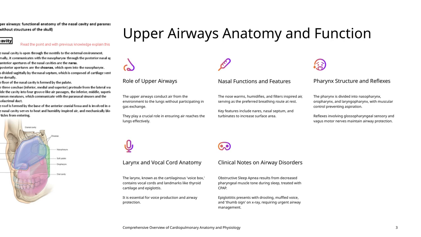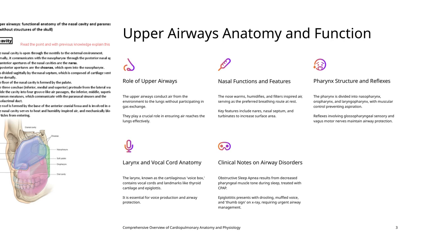Now, let's discuss the pharynx, which is divided into the nasopharynx, oropharynx, and laryngopharynx. These segments work together with muscular control to prevent aspiration. That is, they help keep food and liquids from entering the airway. Reflexes involving the glossopharyngeal nerve for sensation and the vagus nerve for motor control play a key role in maintaining airway protection. Finally, the nose, or nasal cavity, is the primary route for breathing at rest.